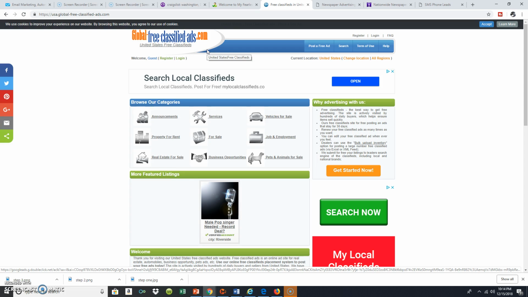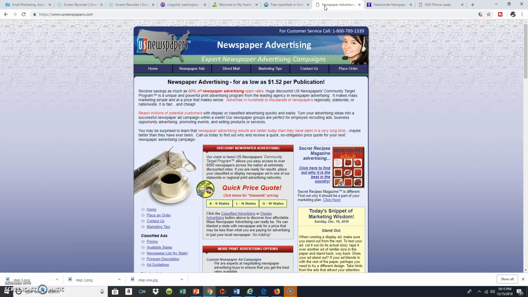place ads. The other thing you want to keep in mind when you talk about bulk classified advertising is that you're not just talking about online advertising, or just offline advertising. You're talking about both online and offline advertising. That number you get inside the SMS phone leads can be working for you 24 hours a day, 7 days a week, in multiple newspapers, both online and offline, if that makes sense.